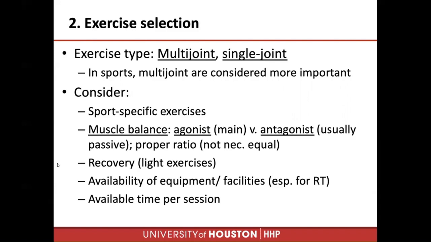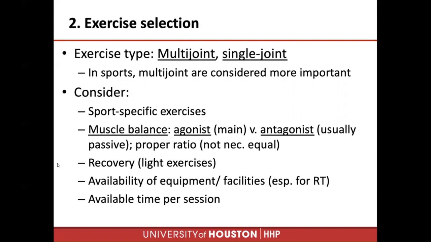So we're going to consider sport-specific exercises, muscle balance, specifically the agonist, the main muscle, versus the antagonist, which is usually the passive muscle. So no, I didn't say inactive, I said passive. And we want the proper ratio between the agonist and the antagonist. It's not necessarily equal. It's going to depend on which pair we're looking at. You can look that up. I think it's in your textbook. If not, it's easily found online.